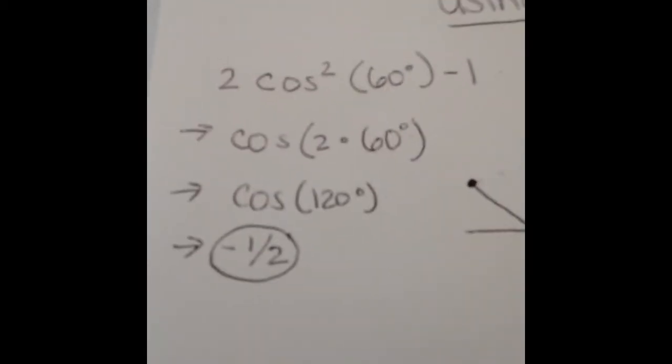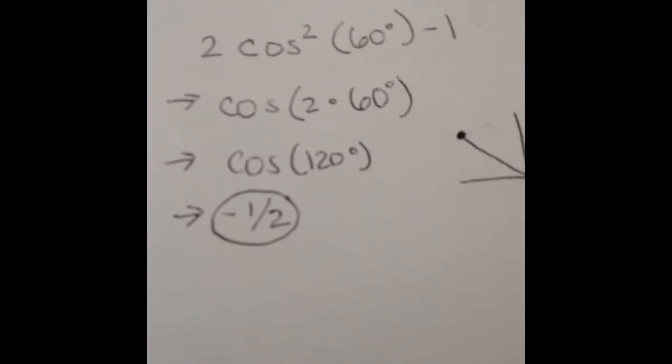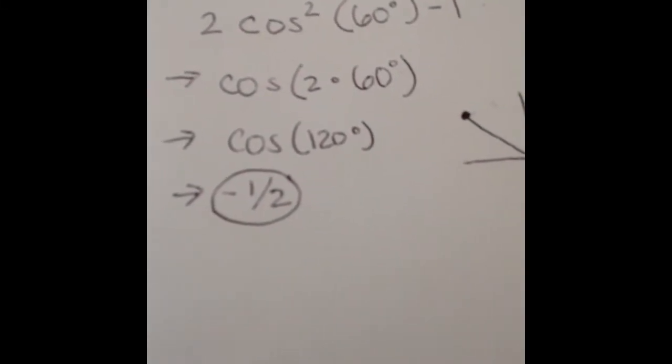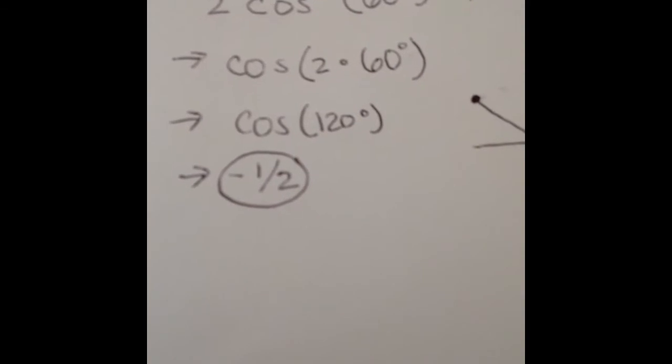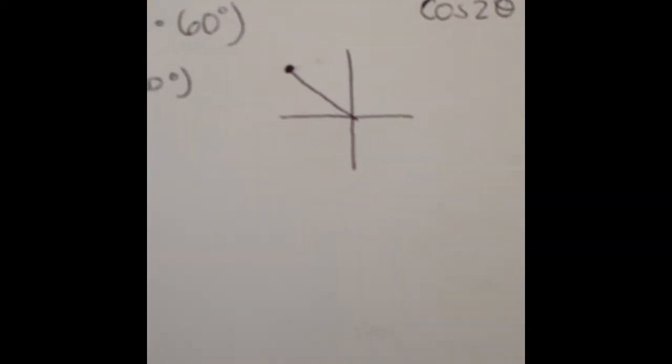Okay. So you begin with the equation 2 cosine squared times 60 degrees minus 1. Then you simplify to cosine times 2 times 60 degrees. You end up with cosine of 120 degrees. Since this is in the second quadrant, cosine is negative. The answer would then be negative 1/2.